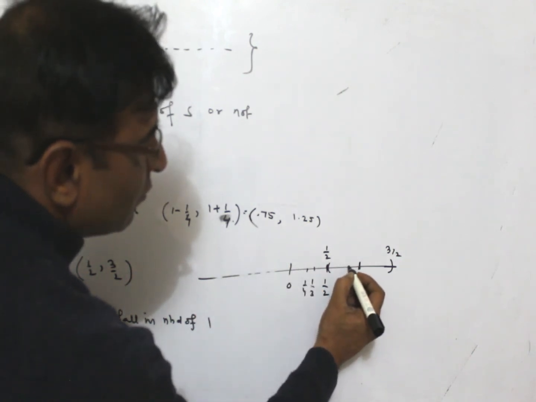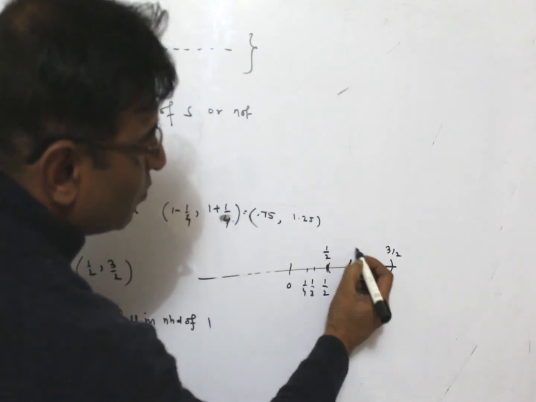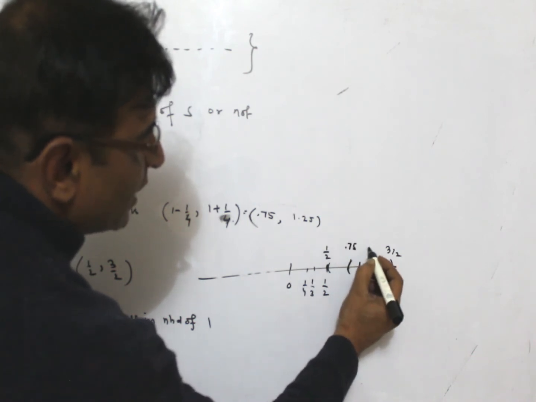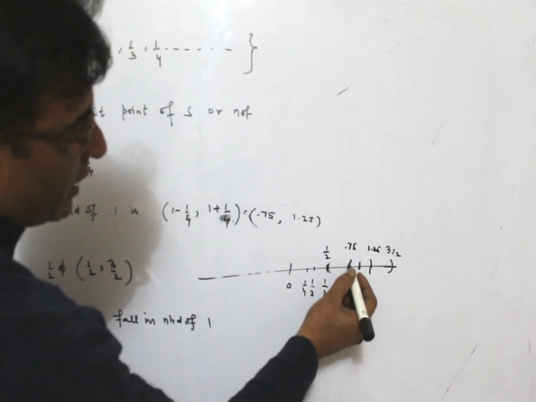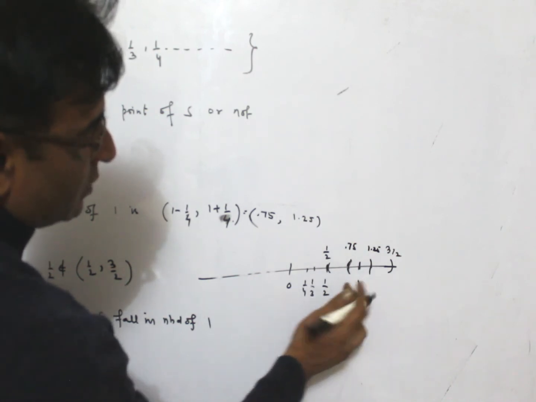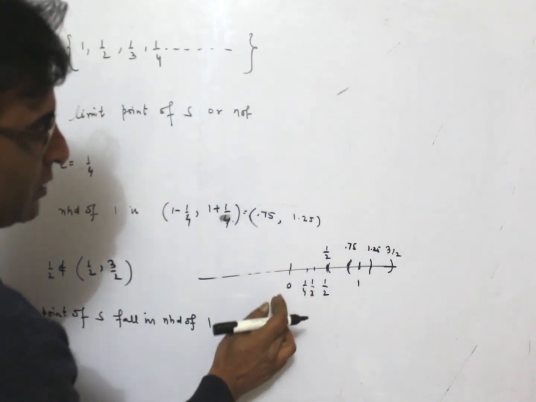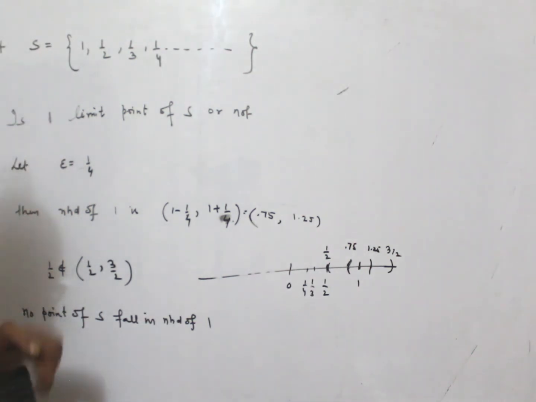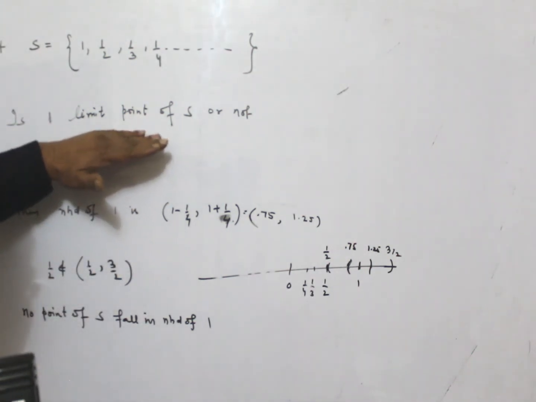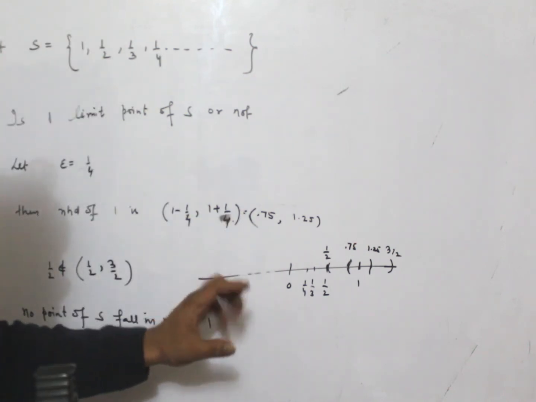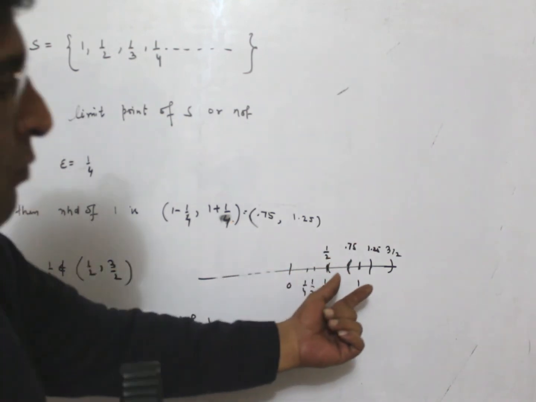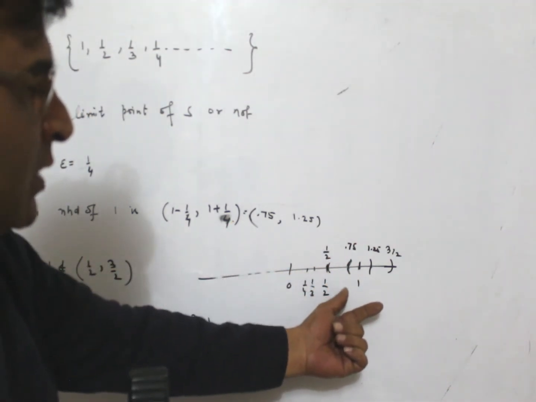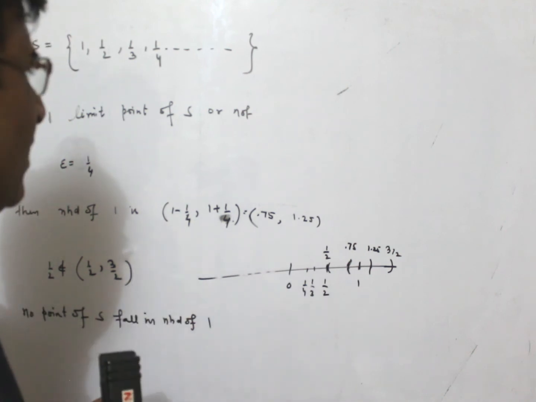That means now this length is from here to here. This is 0.75 and this is 1.25. Now this neighborhood does not have any element of S, not a single element. Because in our definition of neighborhood, for every epsilon, even the smallest we can take, we can make it smaller, and we still do not find any element of S.